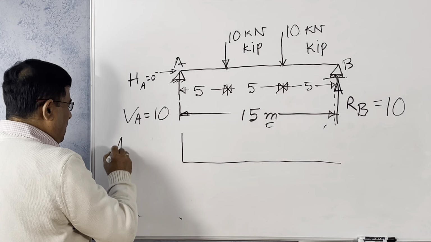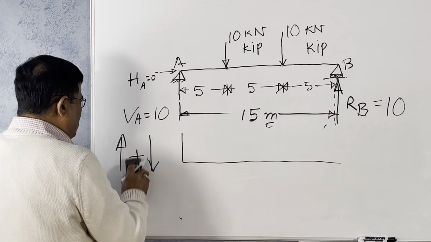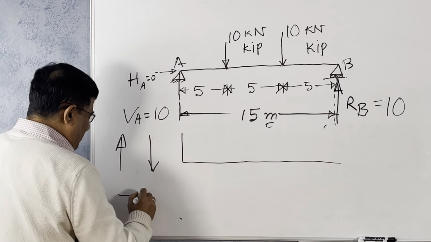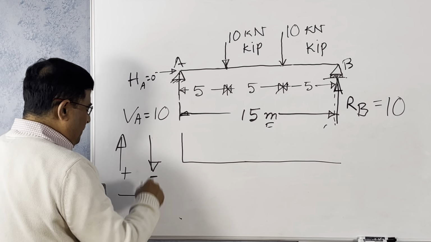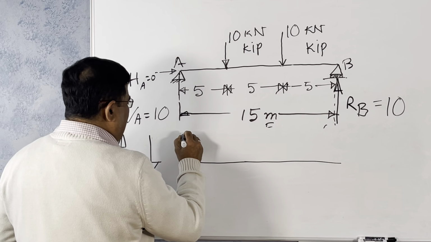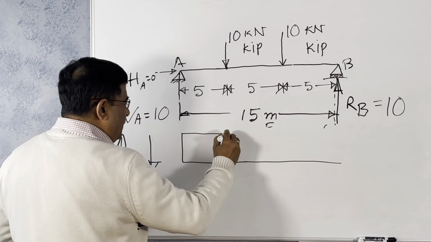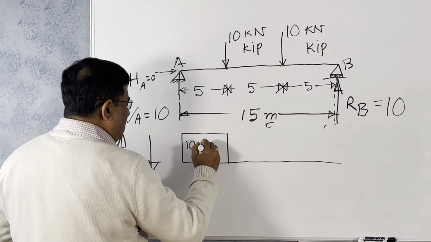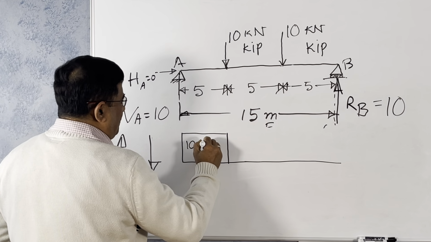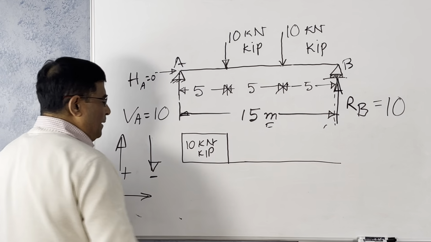This is the convention: positive. If you are considering from left to right, this is positive, this is negative, downward negative. So this is 10, this is negative, 10, kip or kilonewton, either way.